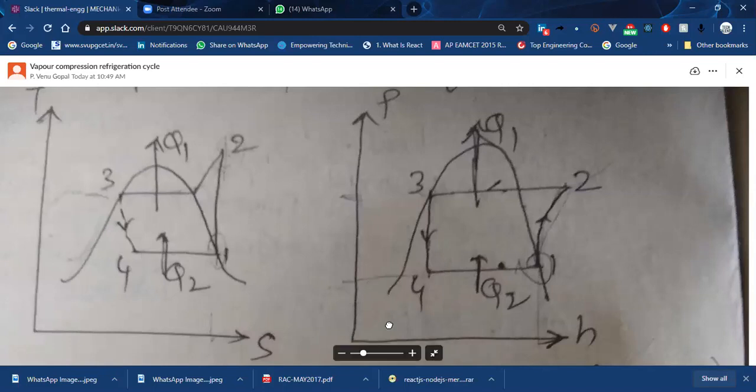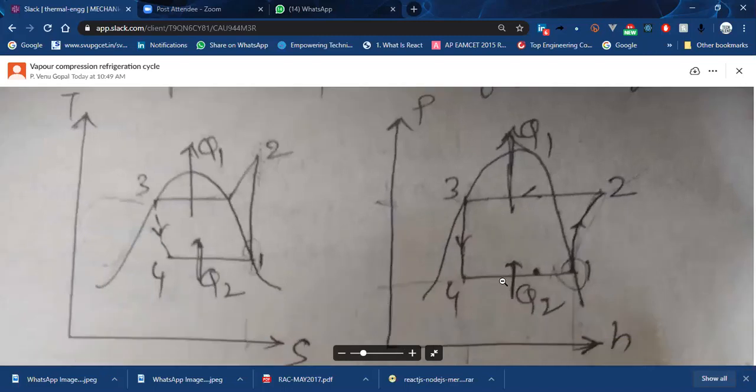So once you understand these two diagrams, the TS diagram and the pH diagram, then it is pretty much easy to solve the vapor compression refrigeration cycle problems. At the same time, I'll also share one more diagram, just to explain in the examination what the vapor compression cycle is, if you want to explain it better. I have another diagram which I will share with you.